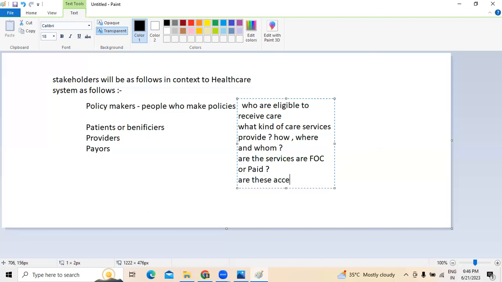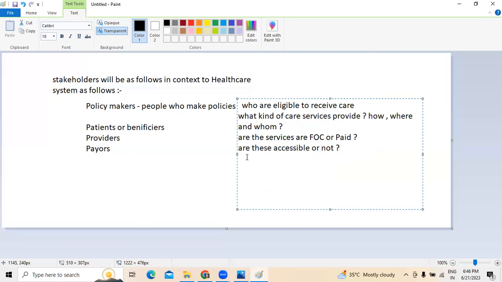Now, are these accessible or not? Because these must be accessible to the people who are really getting benefit out of it. Understood? Next, being a policymaker, one should be in a position to understand the healthcare concerns.